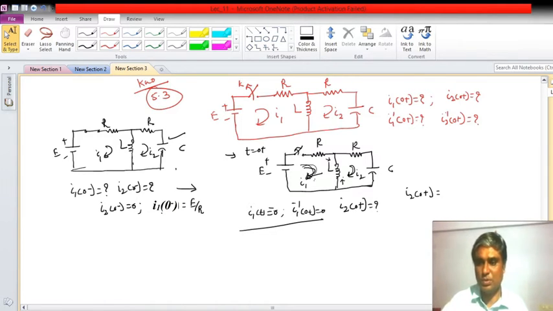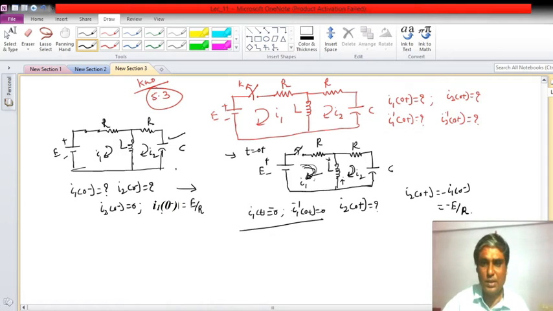So what happened is that I2 of 0 positive is, because of the law of continuity, the current through the inductor has to be continuous. So continuity of current: we know that I1 of 0 negative is E by R, and the current flowing through the inductor is I2. So I2 of 0 positive, the direction is the reverse of it, so it will be minus I1 of 0 negative, which will be minus E by R.